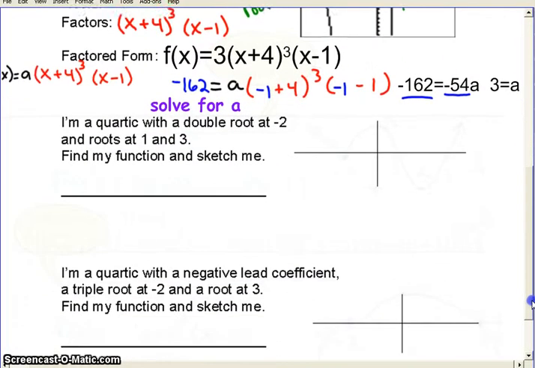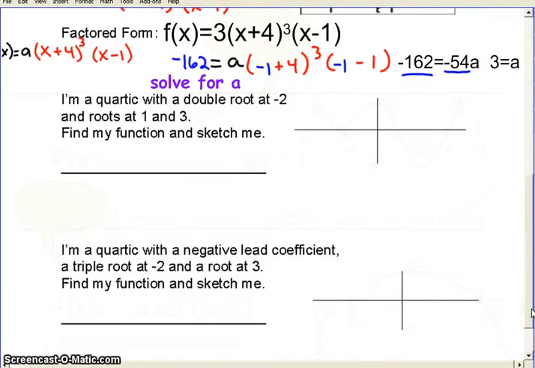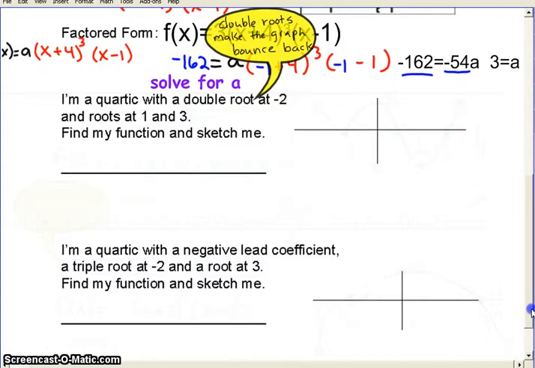On the next example, a quartic with a double root at -2 and roots at 1 and 3. On this one, we don't have a picture of a graph to start with. So we're just going to look at what they tell us, and then put all that together. A double root is going to cause the graph to bounce back at that point. So if it was tending to go down, it's going to bounce back up, and vice versa.